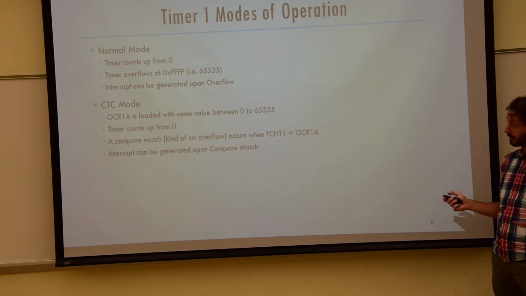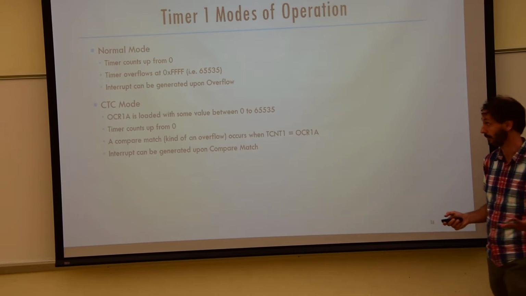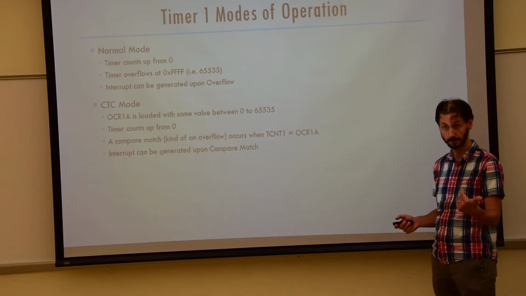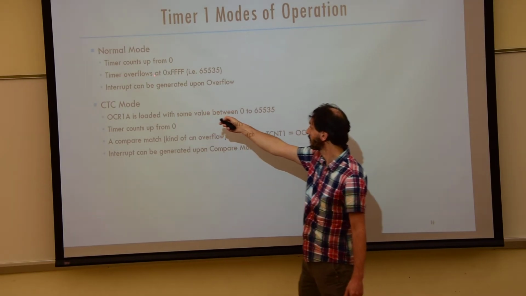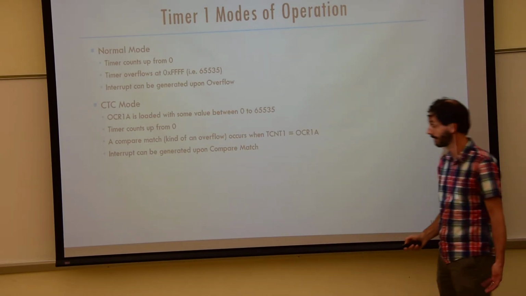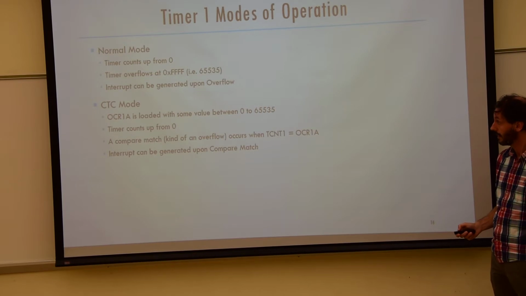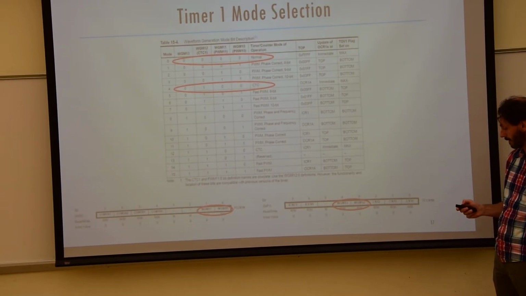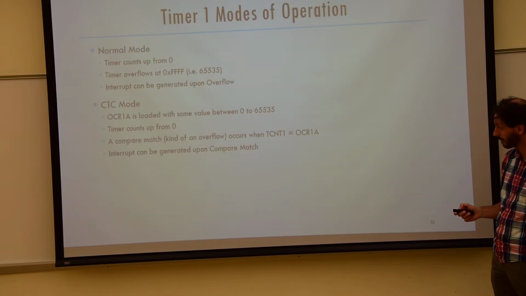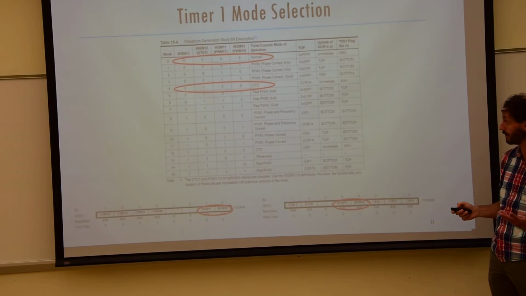Now timer 1 is a tiny bit different from timer 0 and timer 2. First, it has 16 bits, so that's why we have FFFF, right? The timer overflows at 65,535. And in addition, we'll come to that in a moment, you can also use a capture interrupt.